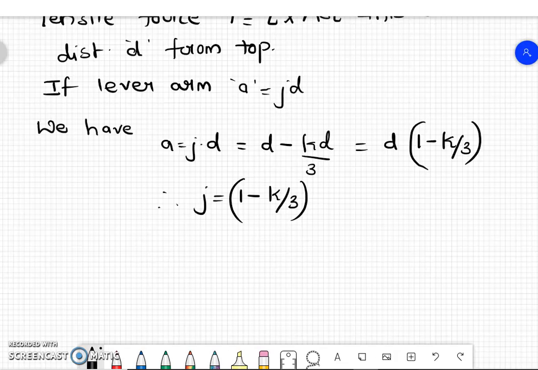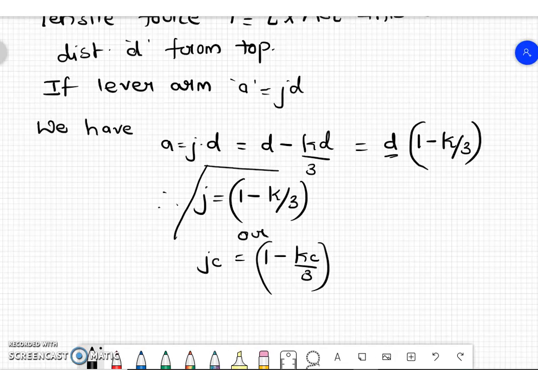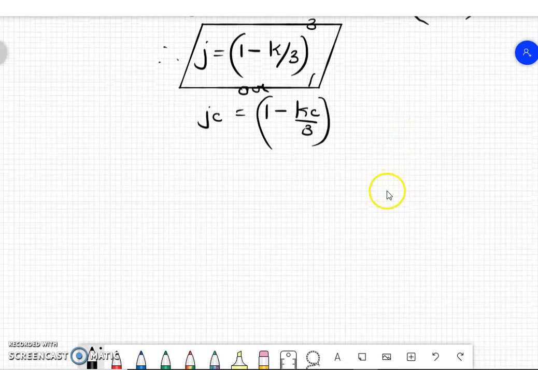Right? So, if J is 1 minus K by 3, A will be equal to J times D. So we have D here. J becomes 1 minus K by 3, or the critical value for J is 1 minus Kc by 3. So this is the equation for J from the diagram. Okay, is this clear? So now what will be the moment of resistance?